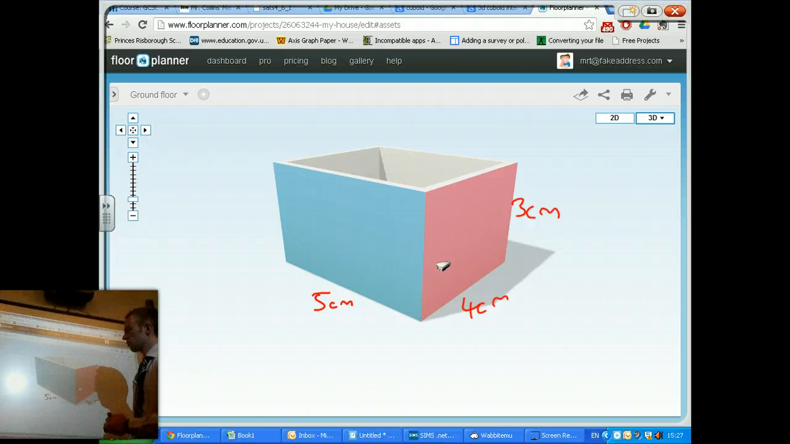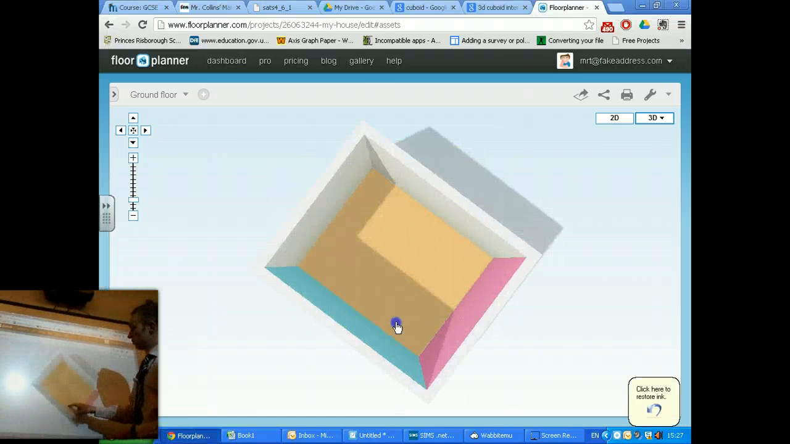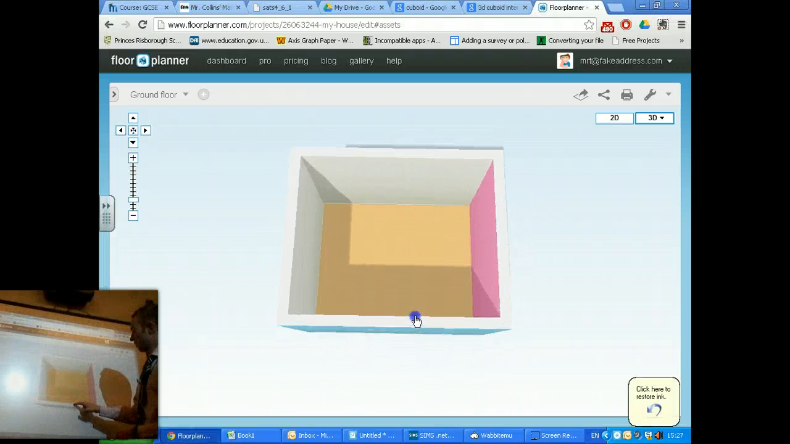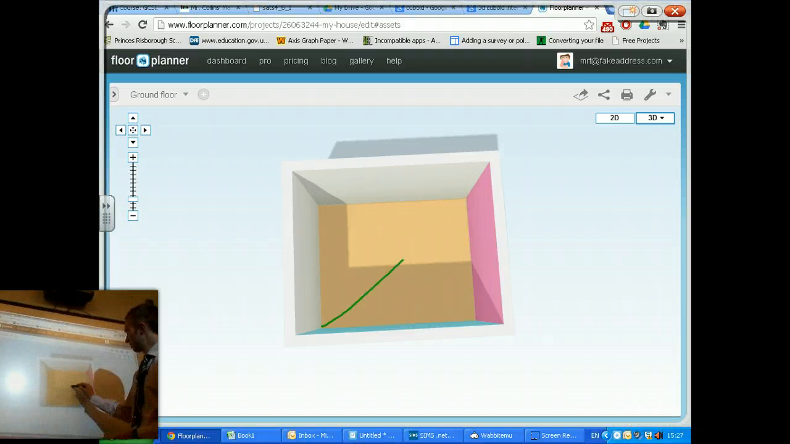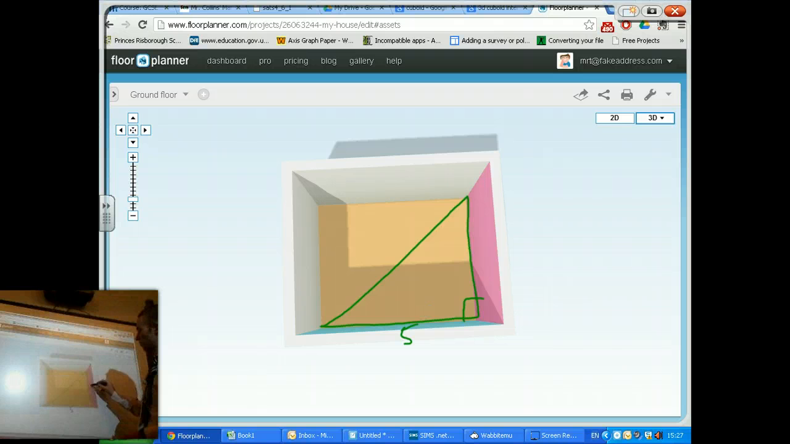Okay, the first thing we want to do is work out the length of the diagonal from this bottom corner to the back corner over here where the pink is. To do that, we need to switch it up like that, and we're going to make a little right angle triangle in the bottom of here, like that. Okay? And so we know that this is 5, this is 4, and so we can use Pythagoras to work out what this diagonal is here.